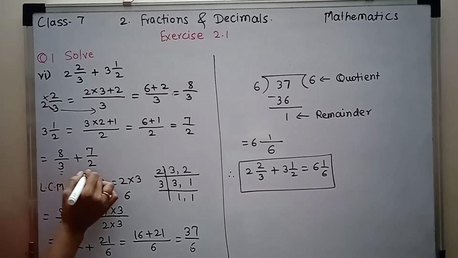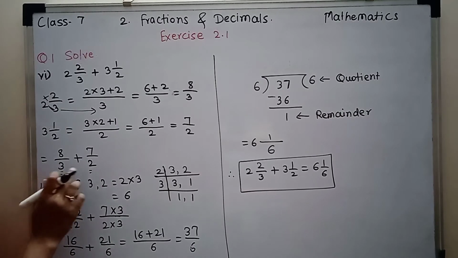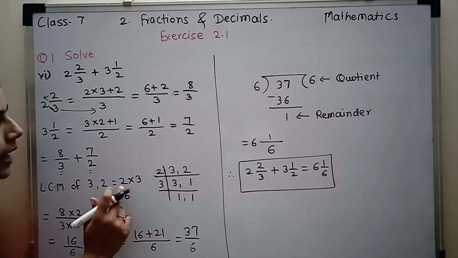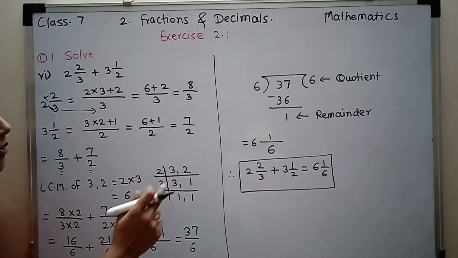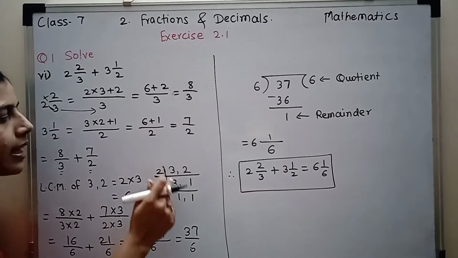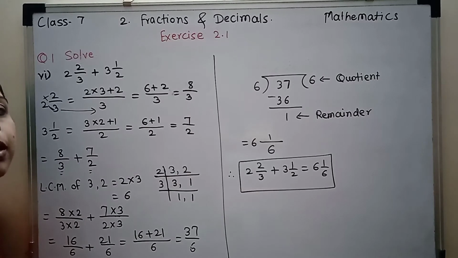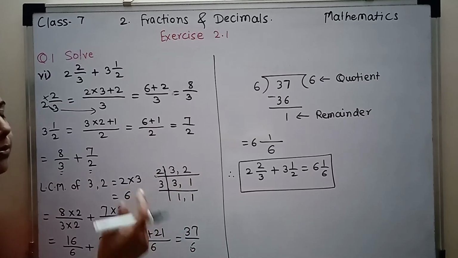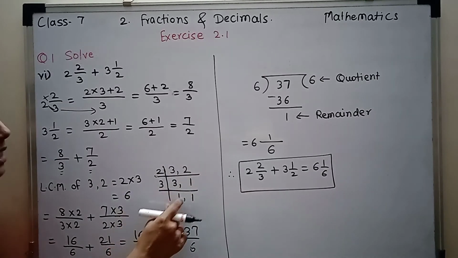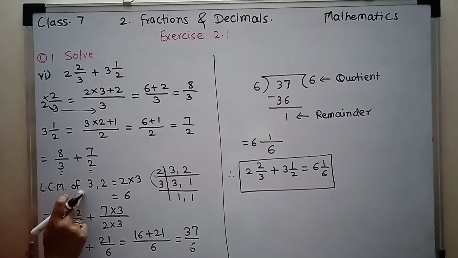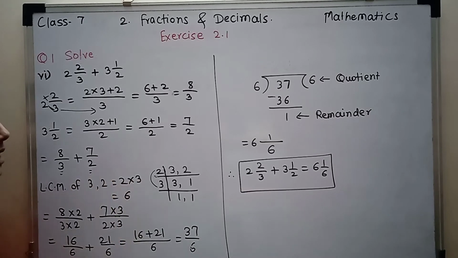So now we need to add the two fractions. Both fractions have different denominators, so we should take the LCM of 3 and 2. How to take the LCM of 3 and 2? We can directly multiply them or we can take the LCM. So 3, 2. First of all, the smallest prime number is 2. So we divide by 2; 3 will appear as it is, because 3 is not divisible by 2, and 2 ones are 2. Now the next prime number is 3. So 3 ones are 3, 1 will appear as it is. And therefore our LCM is 2 into 3, that is 6.